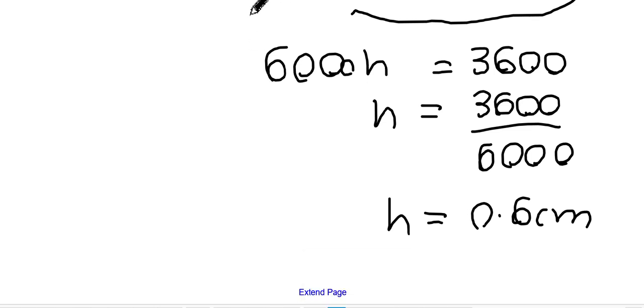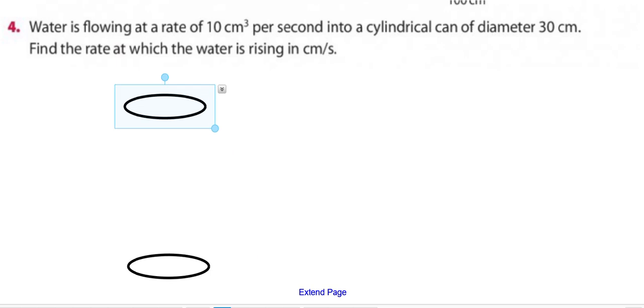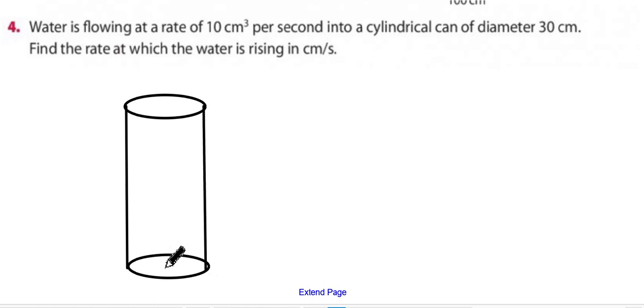Now, water is flowing at a rate of 10 centimeters cubed per second into a cylindrical can of diameter 30 centimeters. Find the rate at which the water is rising. Alright, so for argument's sake, we have a cylinder, agreed? Now, is that cylinder completely full? It's not, right? Happy days. Now, for some reason, I'm going to argue that we're pumping the cylinder from below. Is that okay? Do you see this little tiny hole? The water is being pumped from below, and what's going to happen is, after 1 second, what happens?